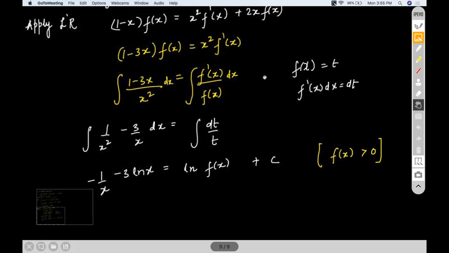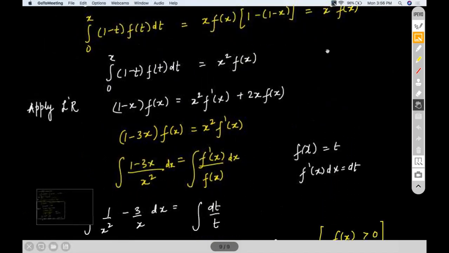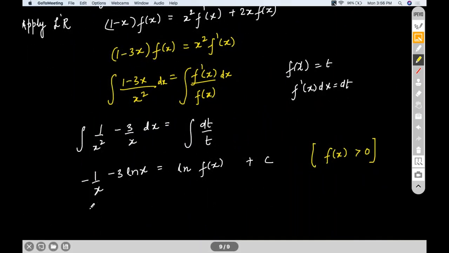To get the c, you can see that we have been provided this condition: f of 1 is 1. This is going to help us get the value of c. So I'm going to put x as 1 everywhere, and my f of x is going to be 1. This gives you the value of c as, mind you, ln 1 becomes 0, so c is actually negative 1. So had you ignored it, you would have got a wrong result, right?